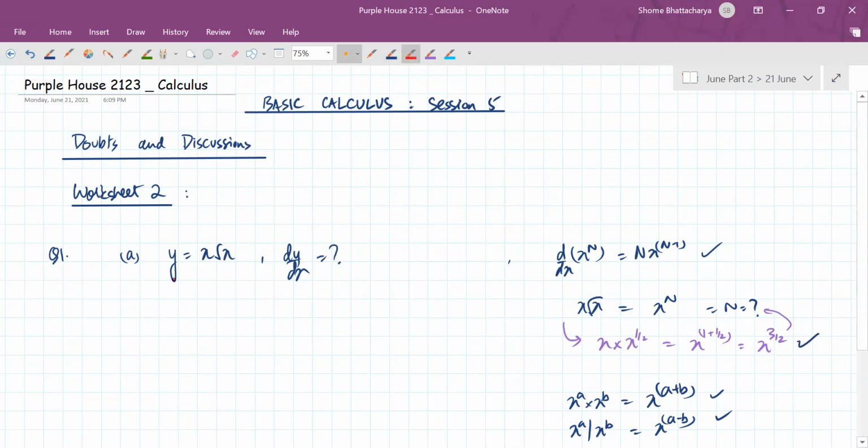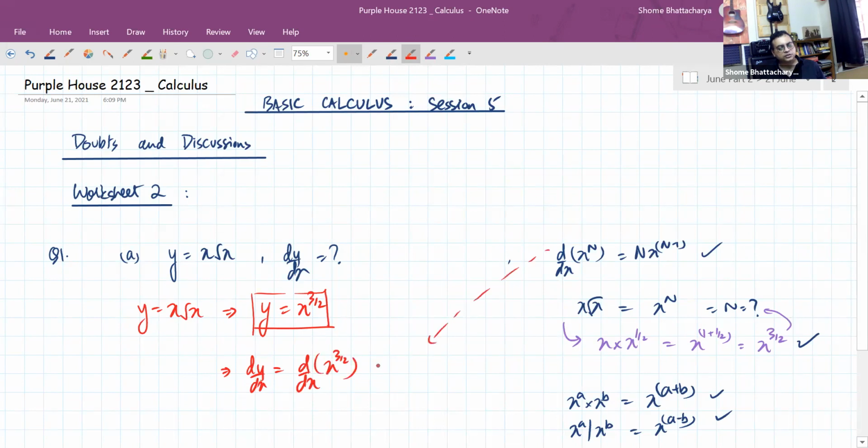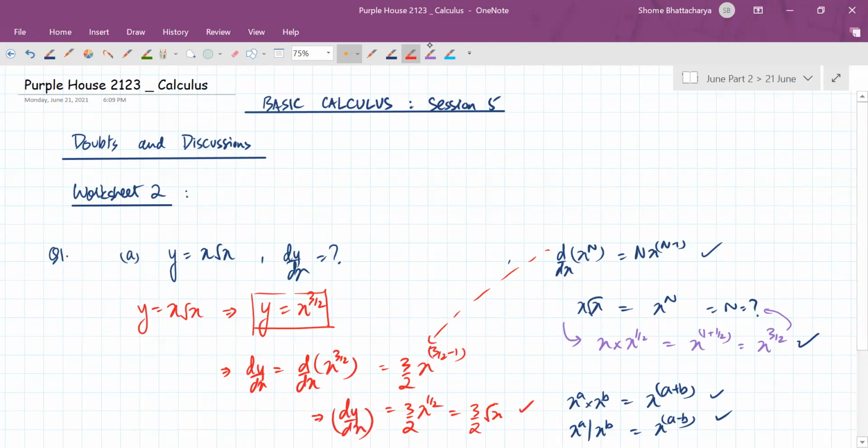Okay, so we are just understanding that when we say y is equal to x into square root of x, that's the same thing as saying that y is x to the power 3 by 2. And therefore now dy by dx is the differentiation of x to the power 3 by 2. Now we will invoke this rule. So this will become 3 by 2 into x to the power 3 by 2 minus 1. So it will become 3 by 2 x to the power half, which we can again write as 3 by 2 root x. So this becomes our final answer for dy by dx. Okay, so are the steps clear now? Yes, sir.